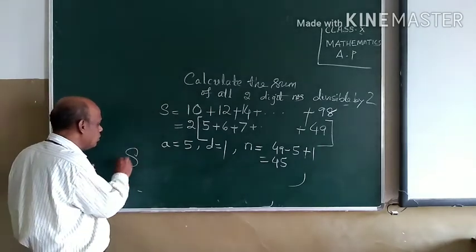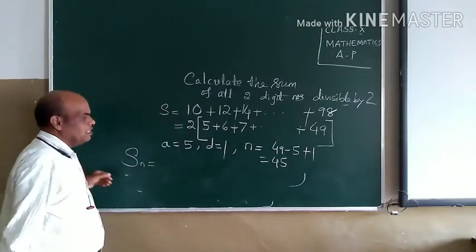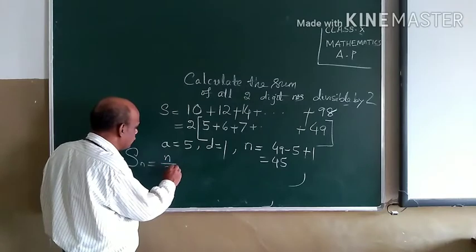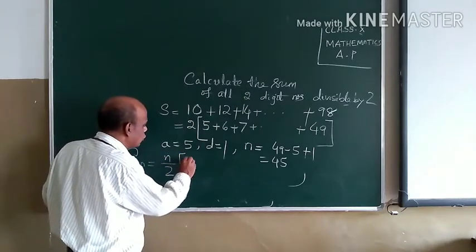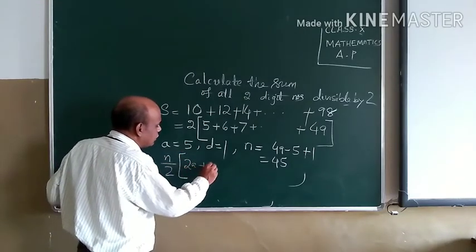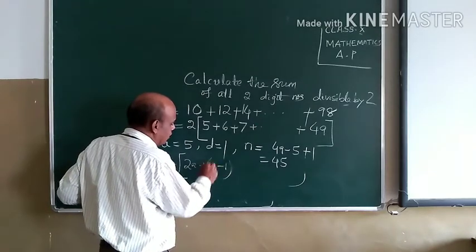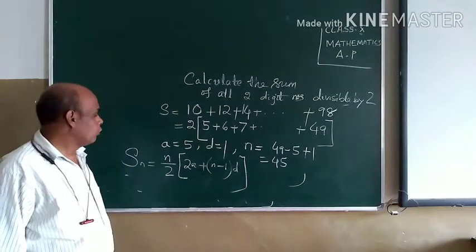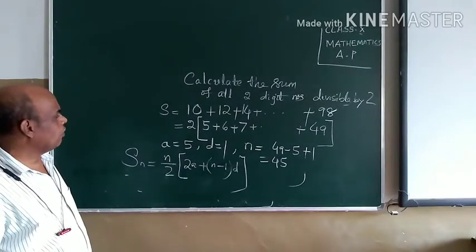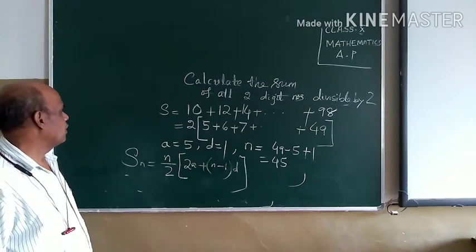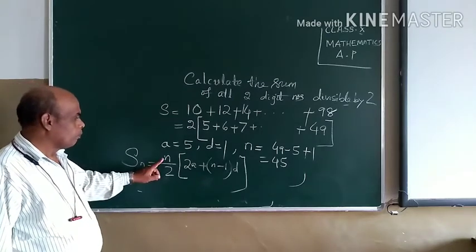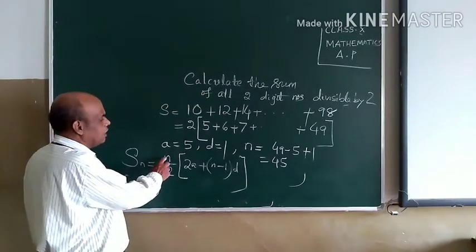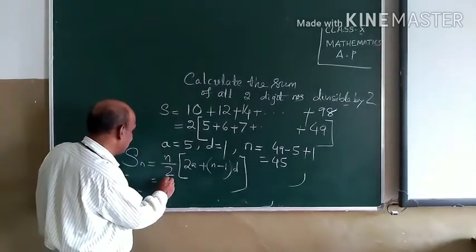So what do I write? S_n is equal to, what is the formula? n by 2 into (2a plus (n minus 1) into d). Now you may put the values. n is equal to 45. So you may write here 45 by 2.